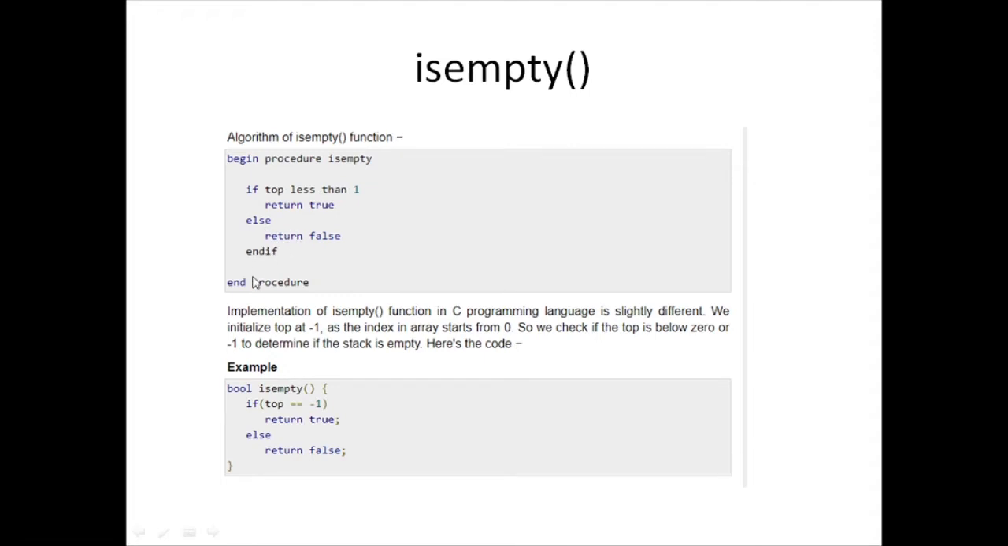Otherwise, we return false. So the implementation of this empty function in C language is slightly different. We initialize the top at -1, as the index in the array starts from 0. So we check if the top is below 0, or -1, to determine if the stack is empty. So here's the code. Boolean isEmpty: if top is equal to -1, we return true, else we return false. So that's our C language implementation.